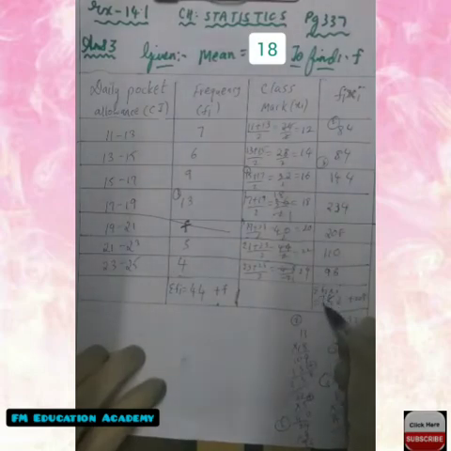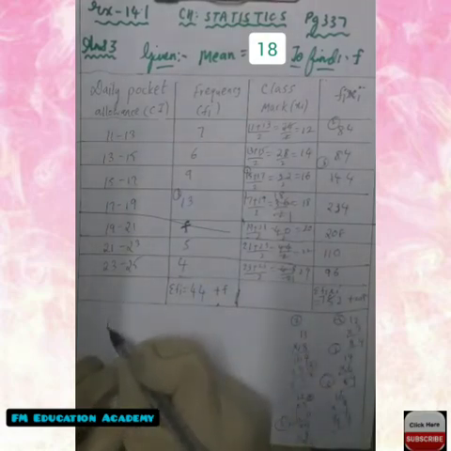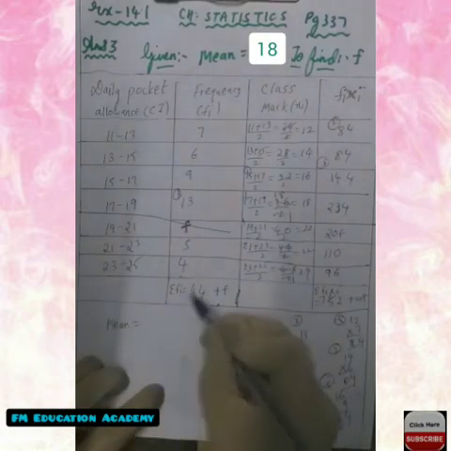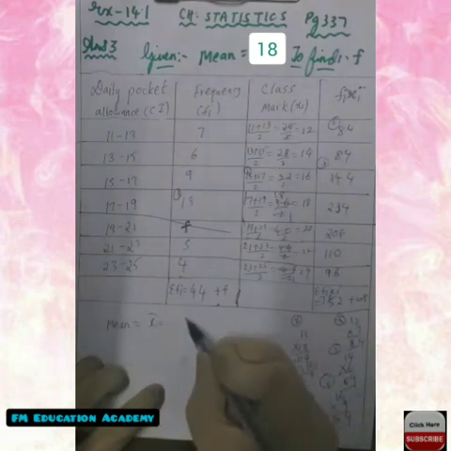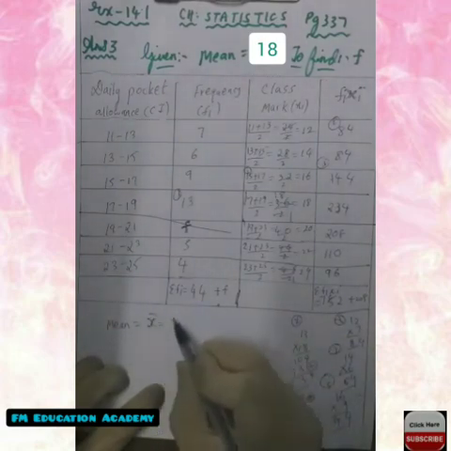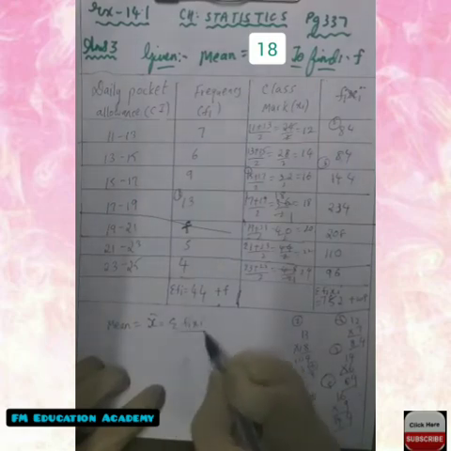So we have 752 plus 20f. This 20 is only the ones and tens digit. So for the formula for mean, we will substitute sigma fi and sigma fi xi in this formula of mean. That is, mean x bar is equal to sigma fi xi by sigma fi.